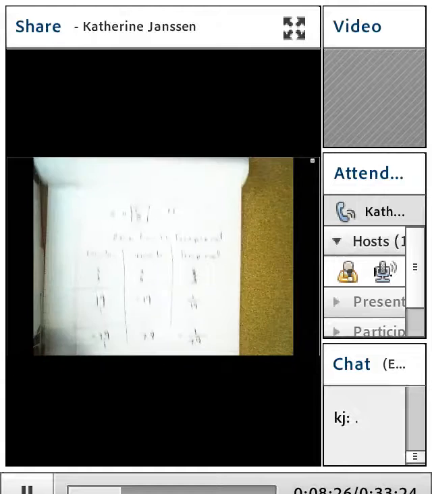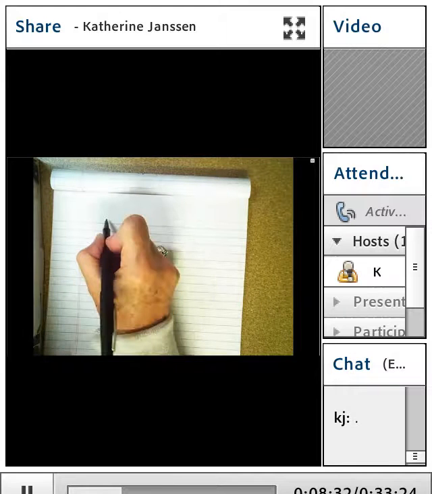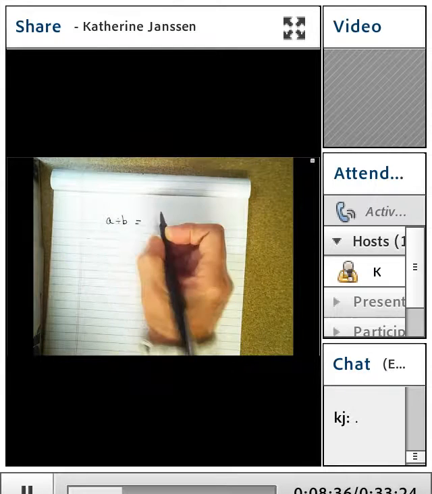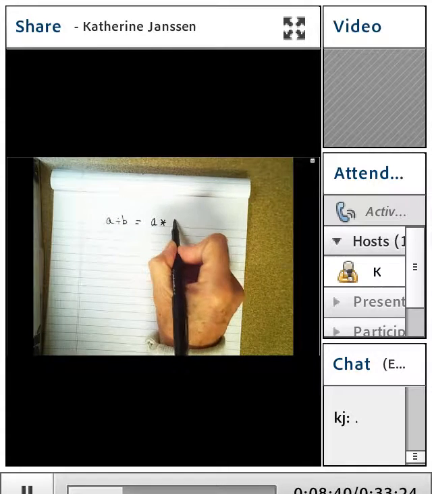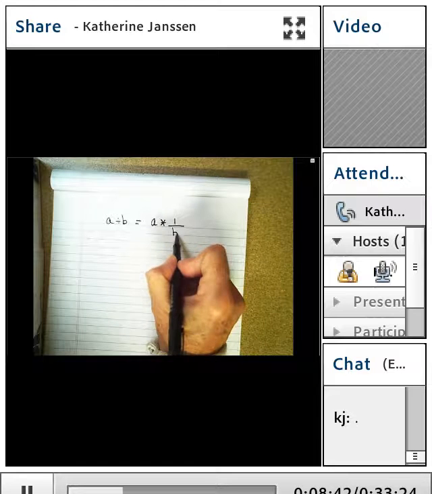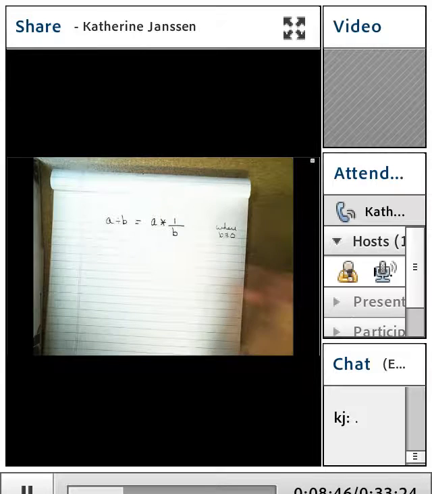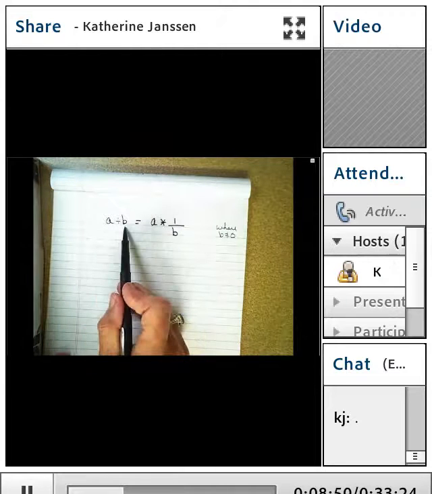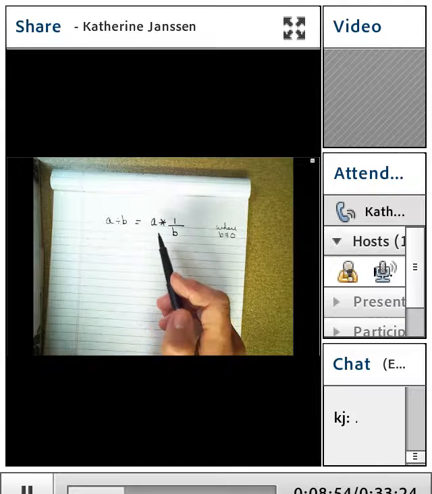So now when we divide signed numbers, a divided by b equals a times 1 over b, where b cannot be equal to 0, of course. So if I have something divided by b, I can change to multiplication, which we already know how to do. We know sign control for multiplication. Multiply by the reciprocal.